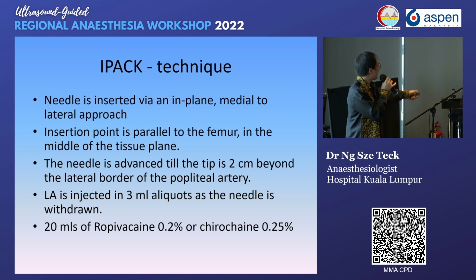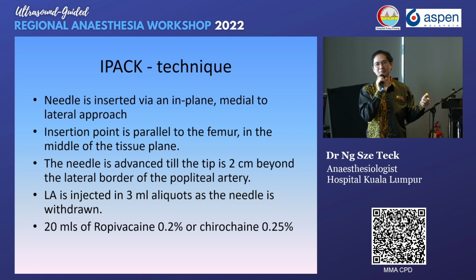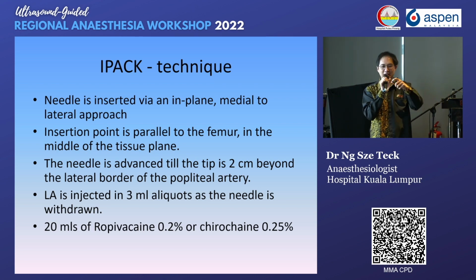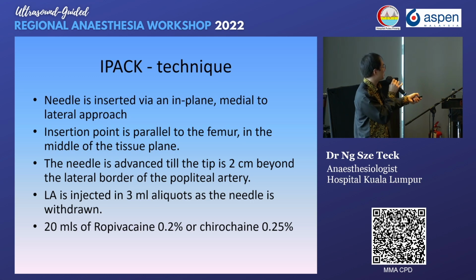Okay, so from there they place a needle in plane, medial to lateral. The insertion point is parallel to the femur, and you place your needle tip 2 cm beyond the lateral border of the popliteal artery, and you inject up to 20 cc of LA. It's also considered like a plane block. Yes, you are targeting nerves, but you don't need to visualize the nerve. You put LA in that tissue plane where most likely the nerve passes through to the articular branches of the posterior knee capsule.